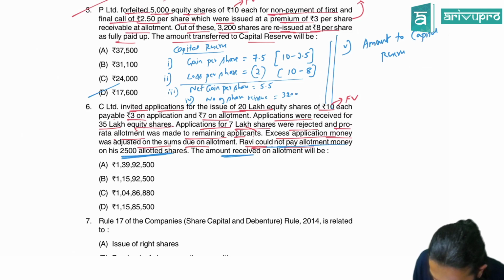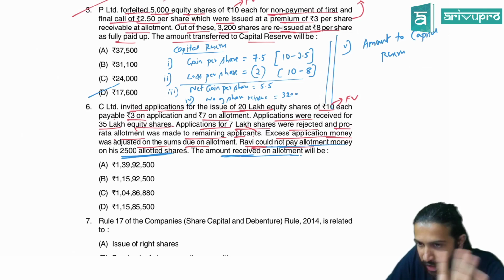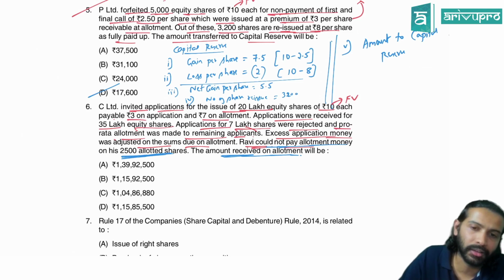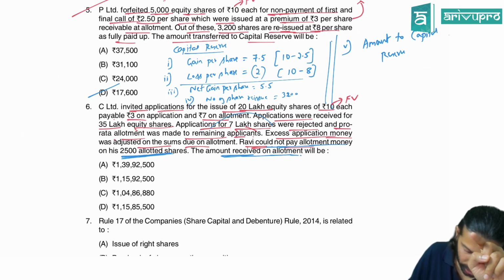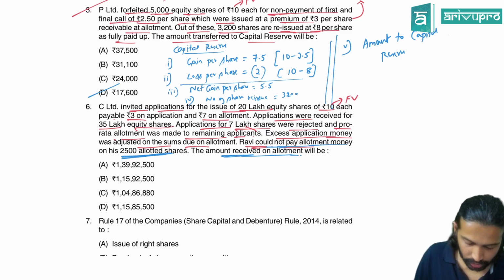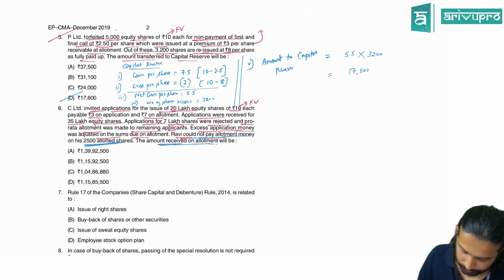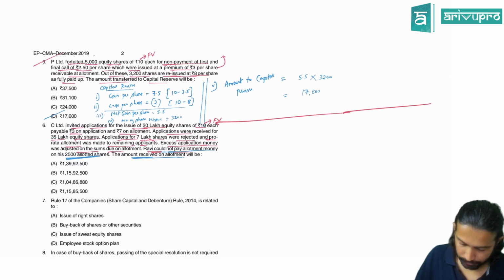They are asking how much money the company totally received at the time of allotment, not application. Good question, a little time consuming. You will see as we keep solving it. You just have to bear with me. We'll go step by step. Don't worry about copying and all. Just pay attention first.